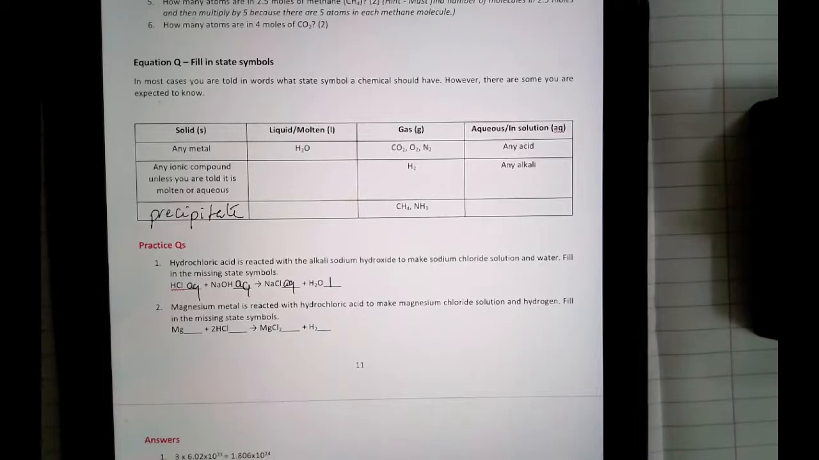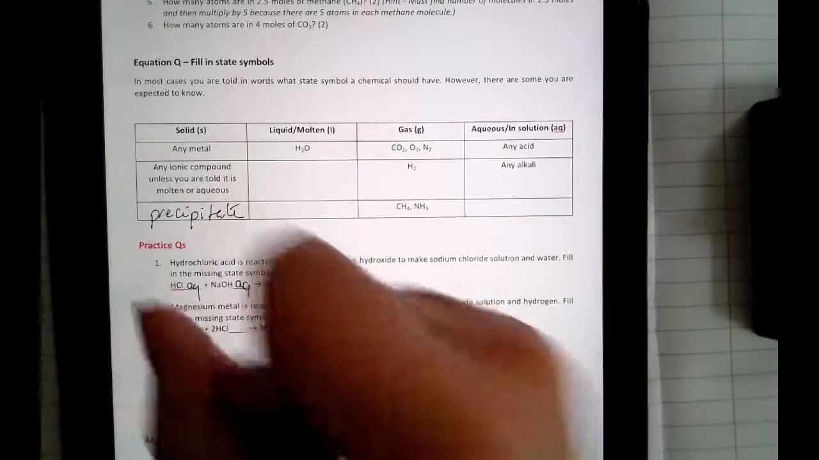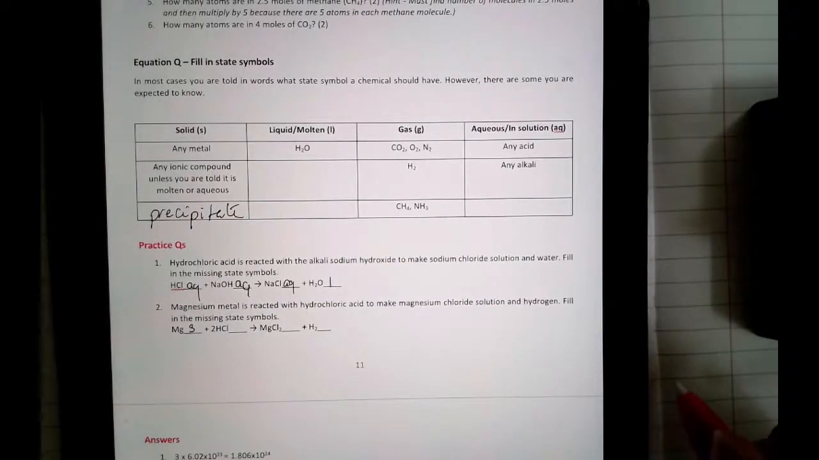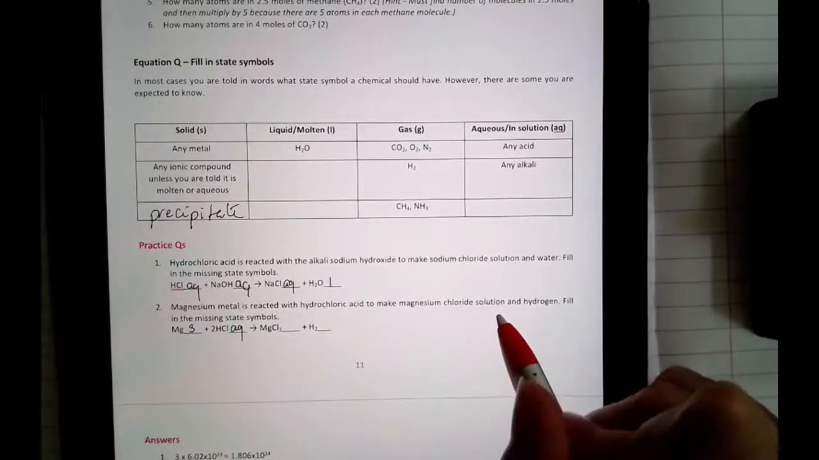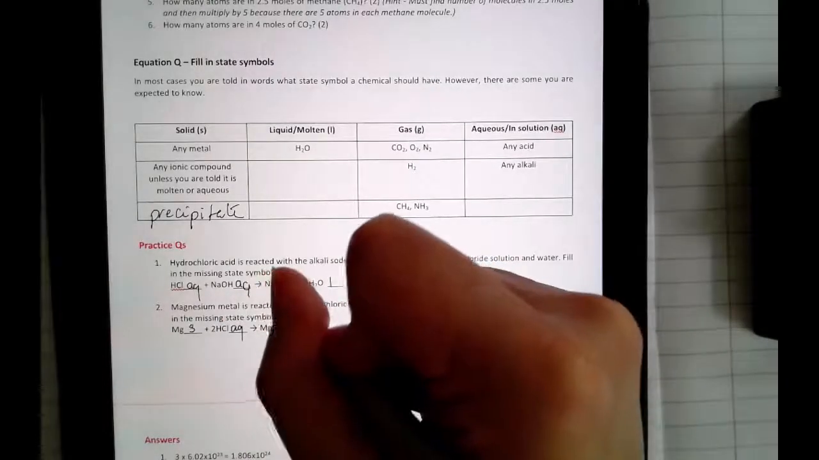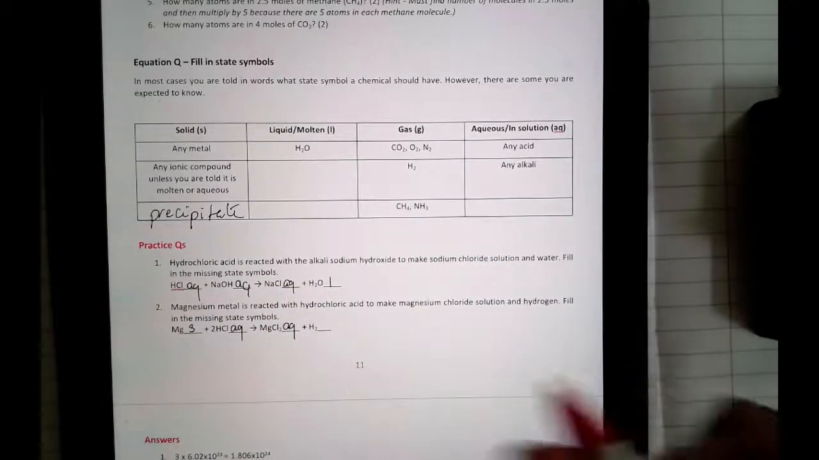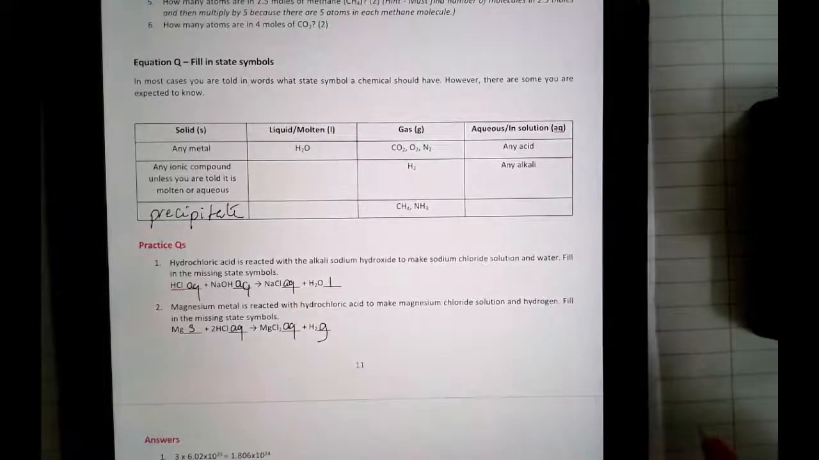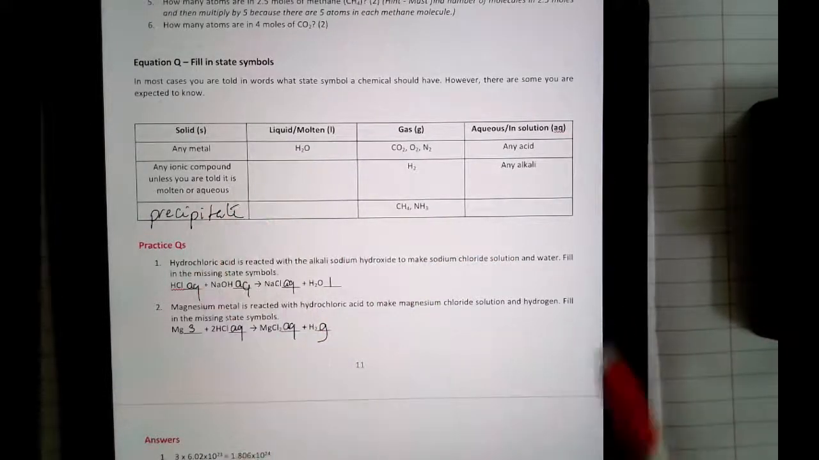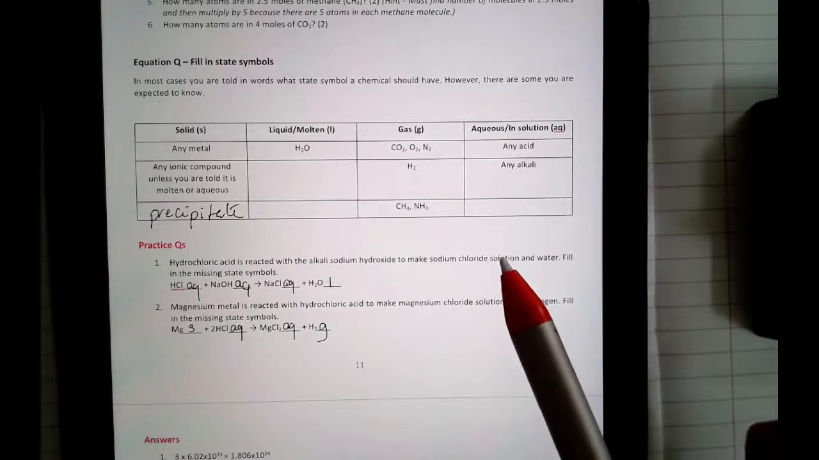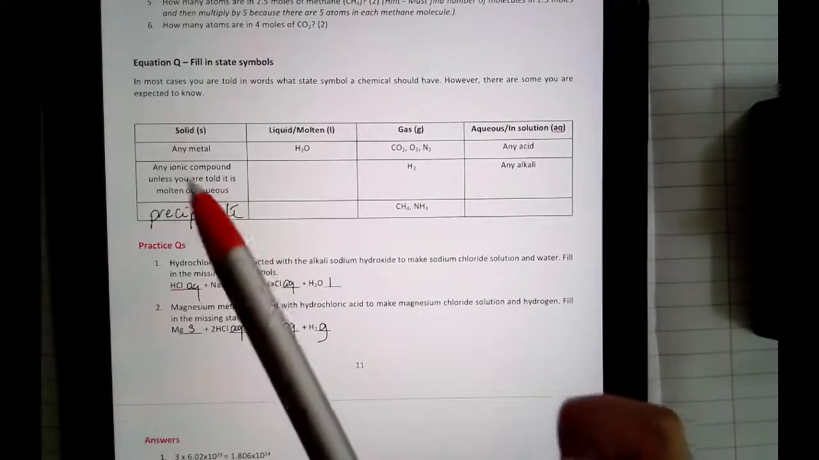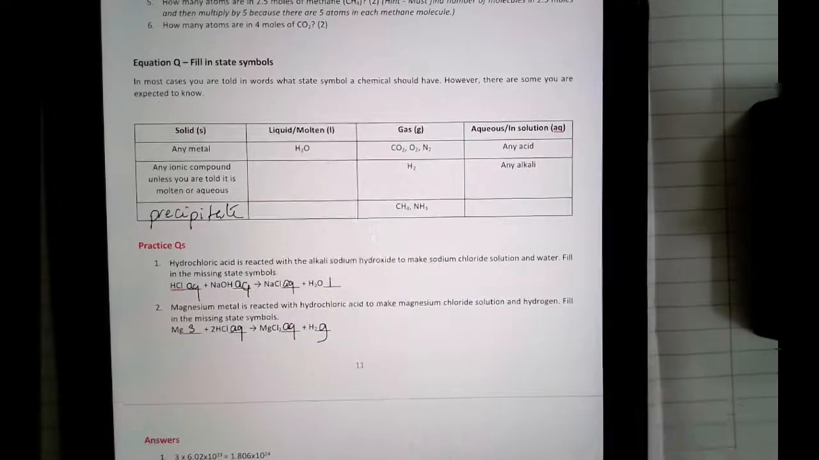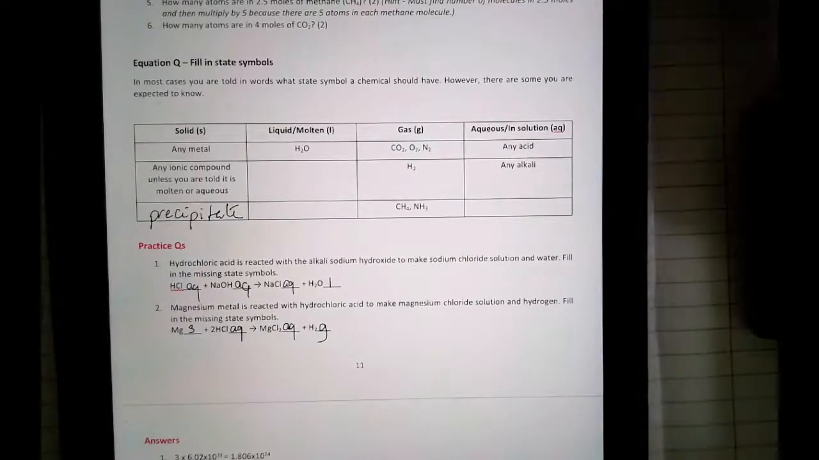Magnesium metal, okay, they've told me I've got a metal, I'm expected to know that metals are solid at room temperature. Is reacted with hydrochloric acid, again it's an acid, I need to know that that's aqueous. To make magnesium chloride solution, they've used the word solution, I know that's AQ. And hydrogen, I'm expected to know that hydrogen is a gas at room temperature. So again, sometimes they'll tell you, and here you can see that they've told you when something was a solution, but there are certain things you're expected to know. Metals, ionic compounds, precipitates, solids, water is a liquid, a couple of common gases, and then any acids or alkalis are going to be AQ.